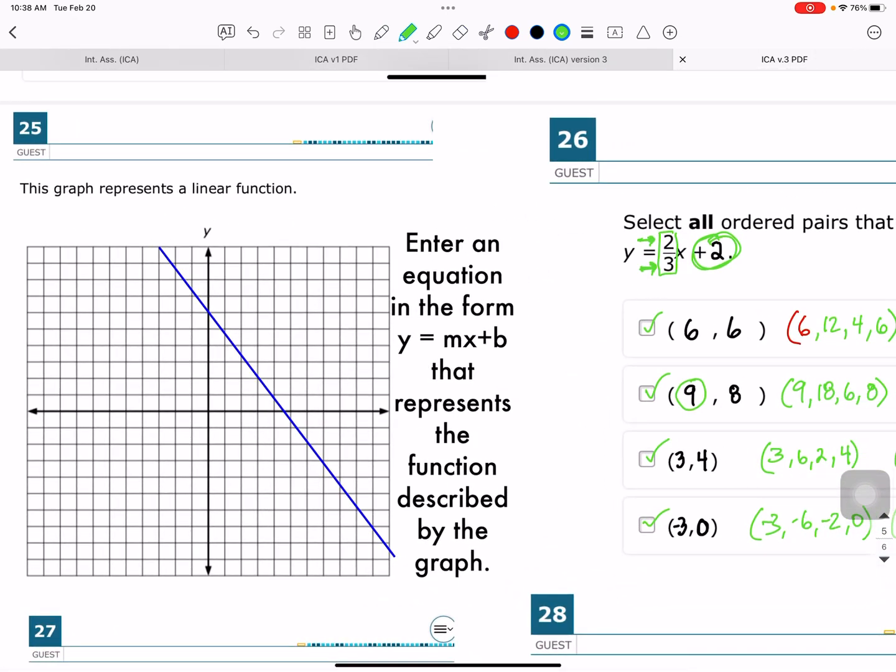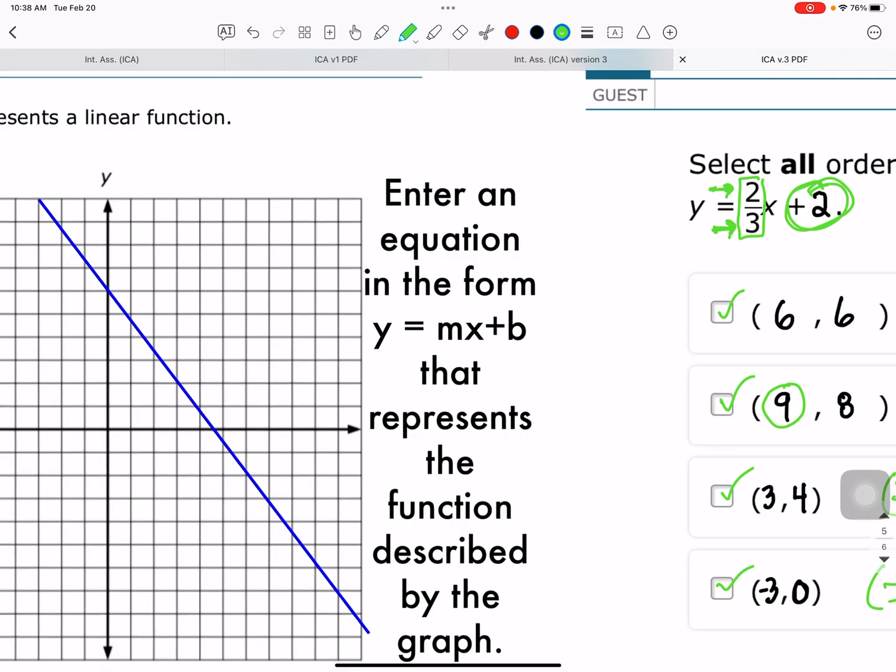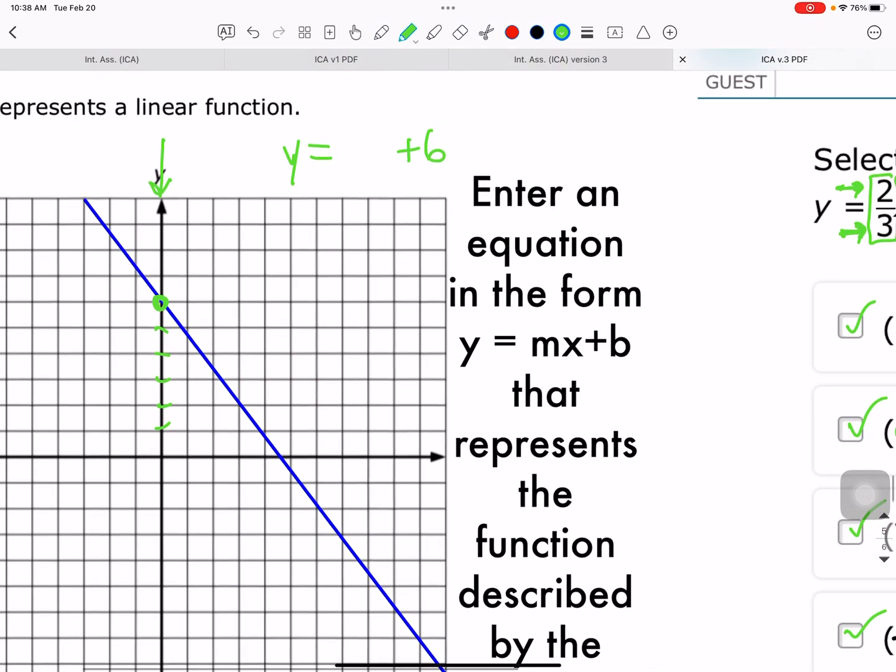Number 25, what's the equation? Enter the equation. Let's see. First I say, where does it begin on the blue line? Where's the y-intercept? Right there. 1, 2, 3, 4, 5, 6. So y equals something plus 6. What's the slope? I know this is going down. Using my right arm, this is going down, so it's going to be negative something. Let's see, that point right there. Down 4 over 3. Down 4 over 3. There's my equation.